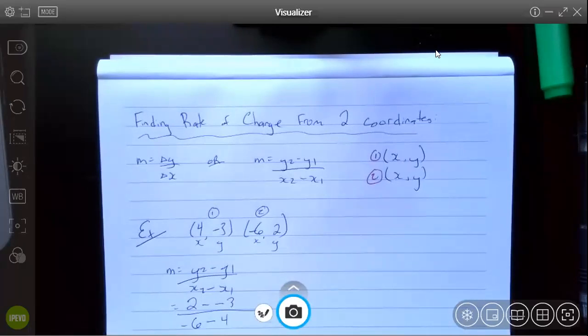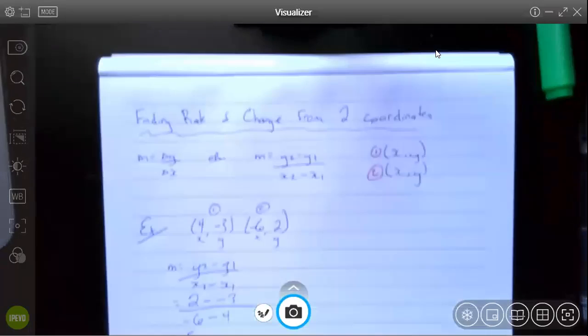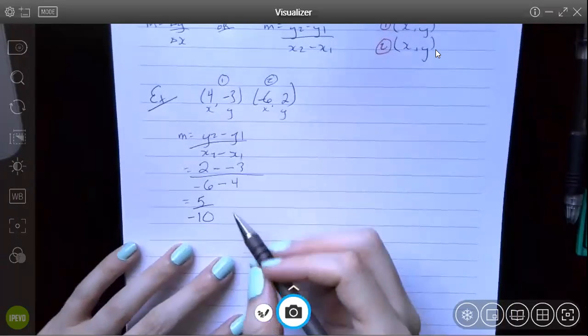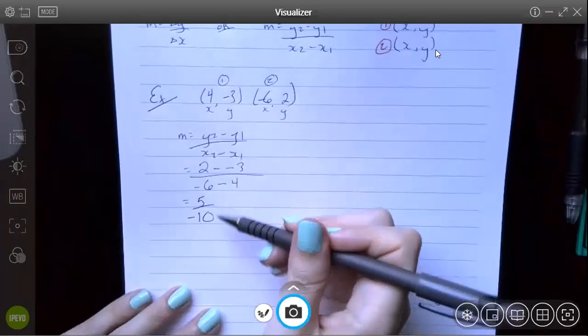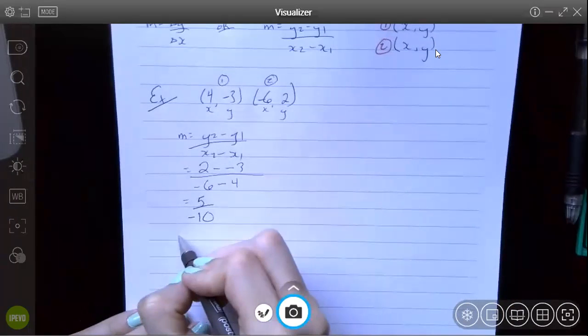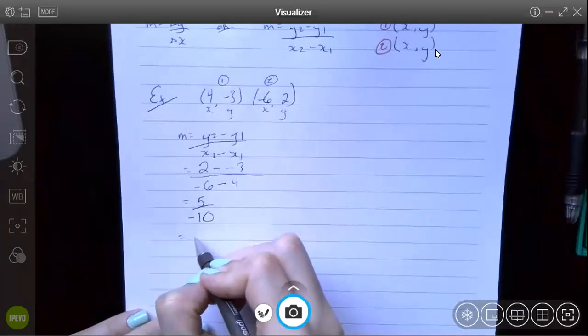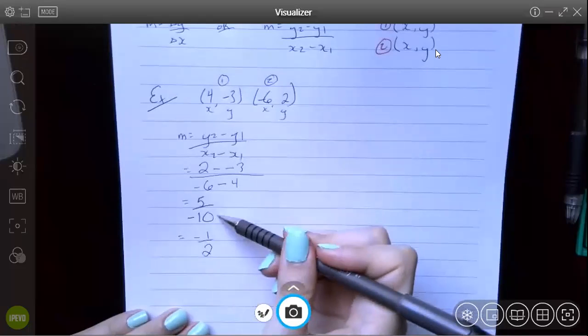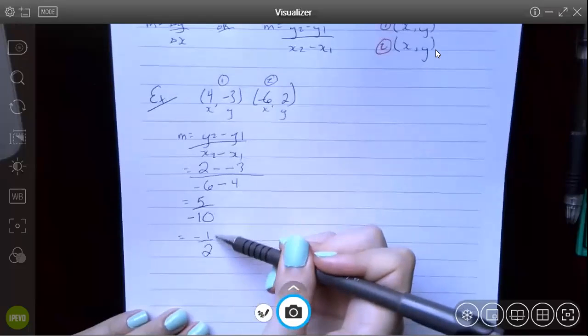And then 2 take away -3 is 5. -6 take away 4 is -10. Oh, and I'm not even showing you what I'm doing anymore. There we go. And then we just have to simplify this fraction. So it would end up as -1/2. Both the top and the bottom are divisible by 5, so I've done that.